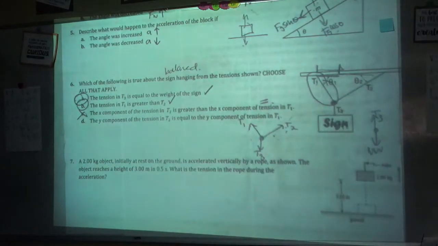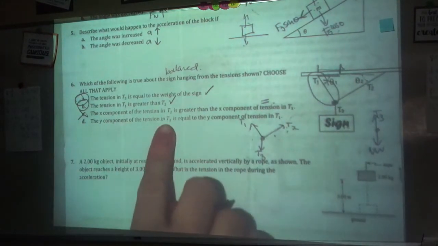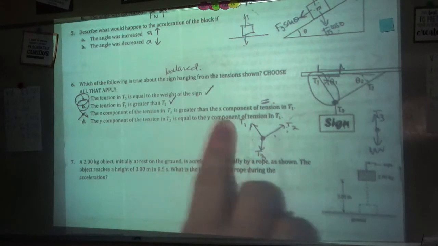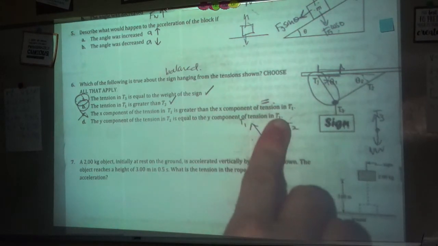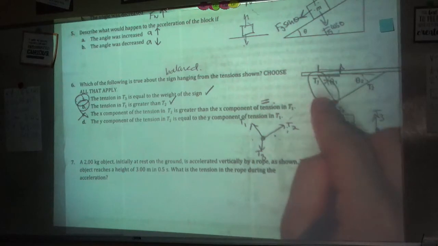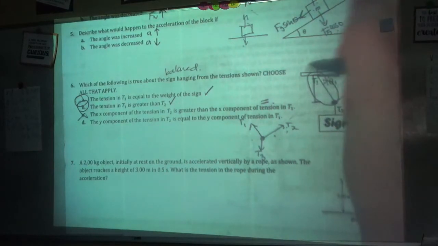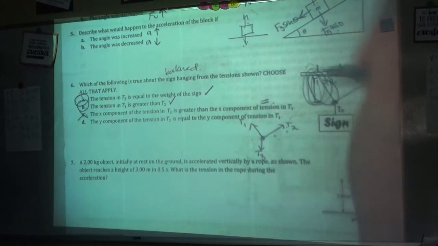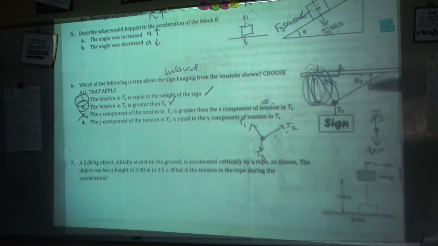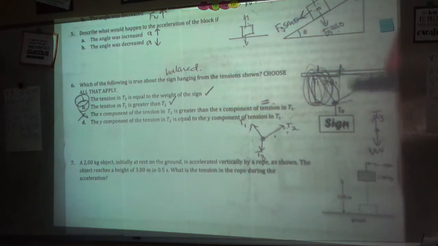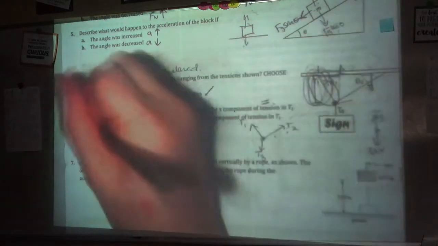It's balanced. The y component of T2 is equal to the y component of T1. That is definitely not true because T1 is a greater force and it has a greater sine of the angle. So this is definitely holding up more of the vertical component of the weight than this one, which is a smaller force and a smaller y component. So not true.